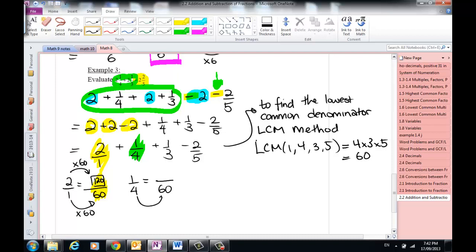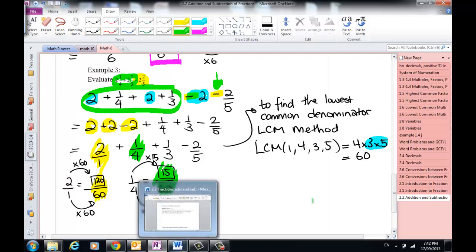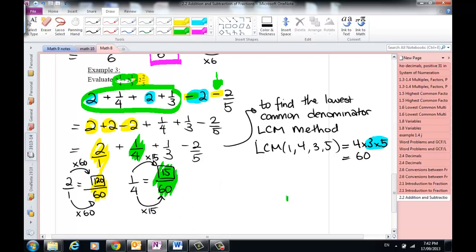My second one is 1/4. How can I get from 4 to 60? Well, it's kind of nice because I can go back over to my lowest common multiple and see 4 times 3 times 5 is 60. So really 4 times 15 is 60. And therefore, if I multiply 4 by 15, I get 60. Whatever I do to the bottom, I do to the top. And therefore I get 15 here. And now I've rewritten 1/4 in an equivalent fraction, as 15/60.